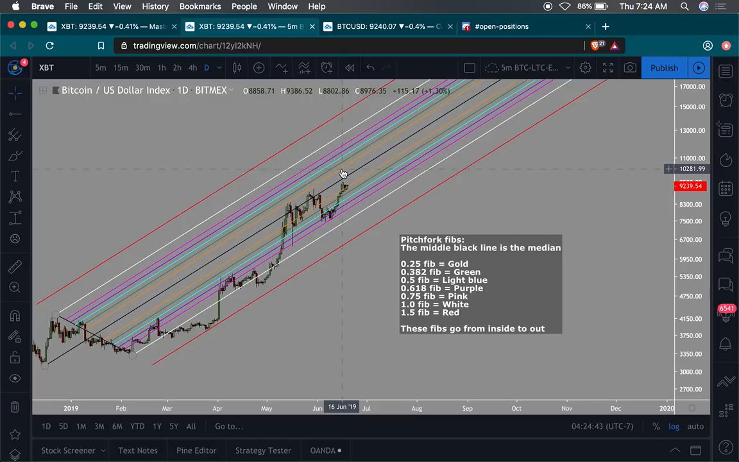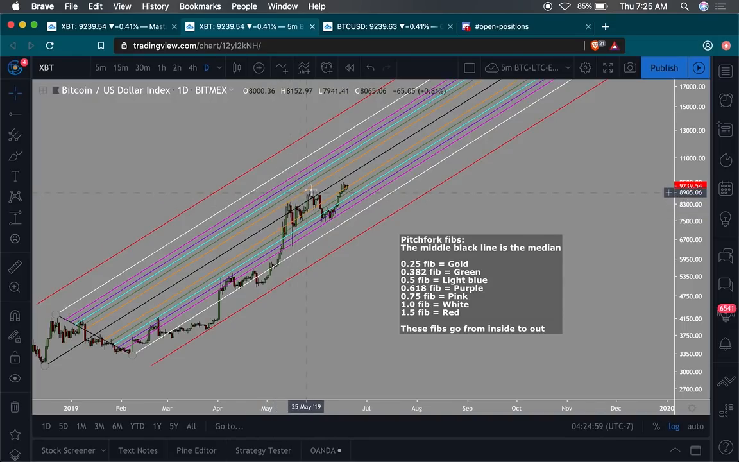So if we get up towards that level again, which is right around 10,100, 10,200, we could see another bit of a pullback, because you can see right here, this gold line was rejecting the price right there.